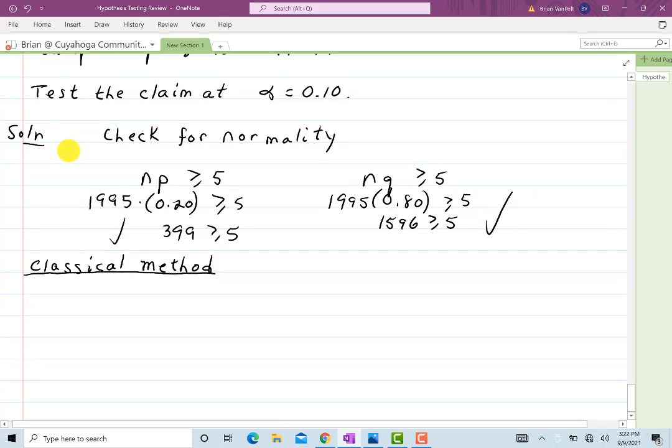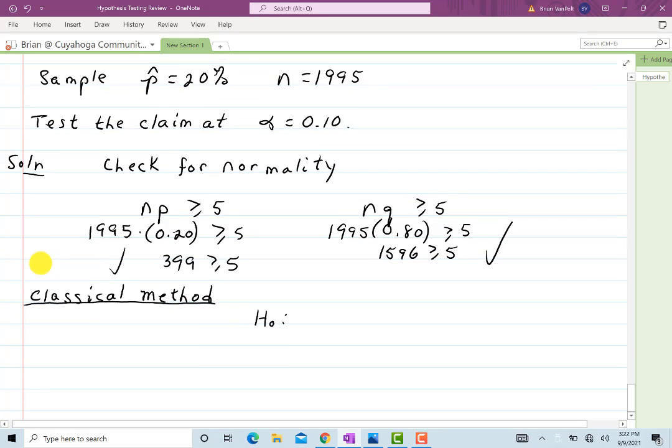All right, so let's first get this in. And this is another thing, actually. I probably should have waited to write. I should have written this down before I said I'm starting the classical method, but nonetheless, let's go ahead and write our null and alternative hypotheses.